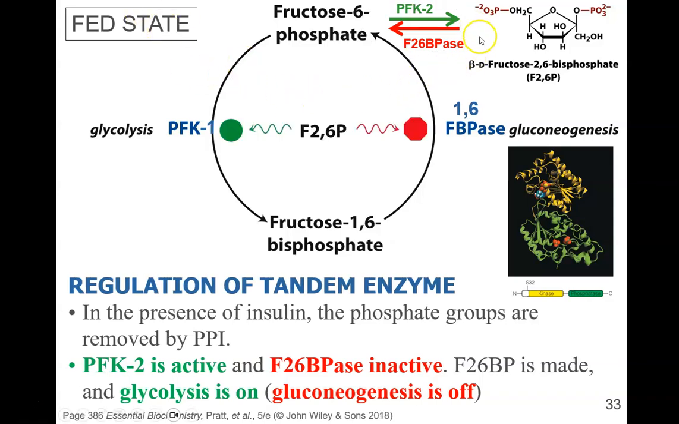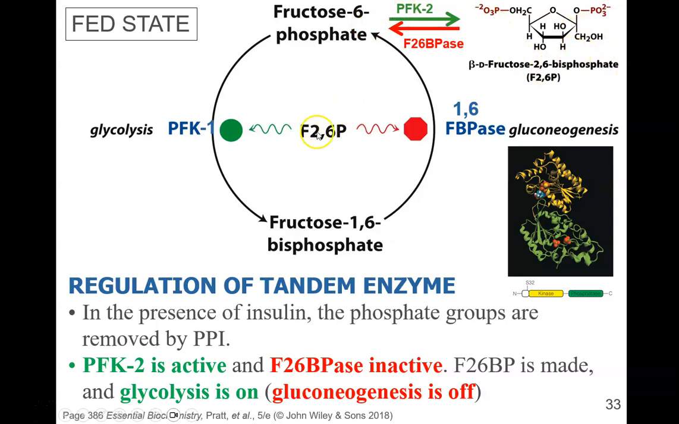So when I take the phosphate off, which is what happens in the fed state, that's insulin. Insulin's going to activate protein phosphatase 1. Phosphatases take off phosphates by hydrolysis. Now the PFK2 is active and the fructose 2,6-bisphosphate is active. So again, going here with my tandem enzyme, the kinase is on and the phosphatase is off. So the kinase is on. That means we're going to take some fructose 6-phosphate and make fructose 2,6-bisphosphate.